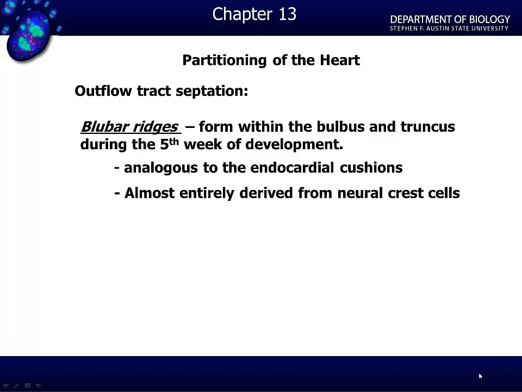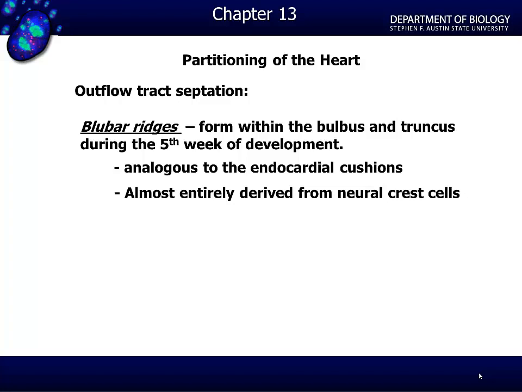So now returning to a little bit of complexity, the AV region, that was pretty complex. Forming the atrial septum, the ventricles weren't that bad. Now the outflow tract is going to be a little bit more complicated. We're going to have two ridges that are going to grow along the length of our outflow tract, that being within the bulbus cordis and the truncus arteriosus. And I want you to think of these as being analogous to our endocardial cushions.